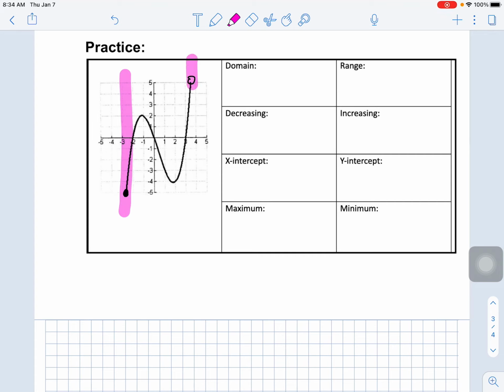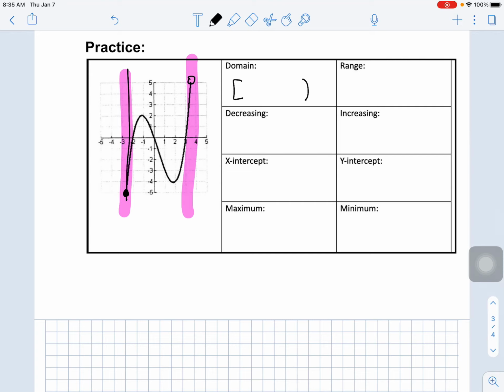So I need to find the leftmost value and the rightmost value. It's like I'm cropping my graph, and I'm going to say, well, the leftmost value is a closed circle, so I'm going to need a bracket. And the rightmost value is an open circle, so I'm going to use a parenthesis.